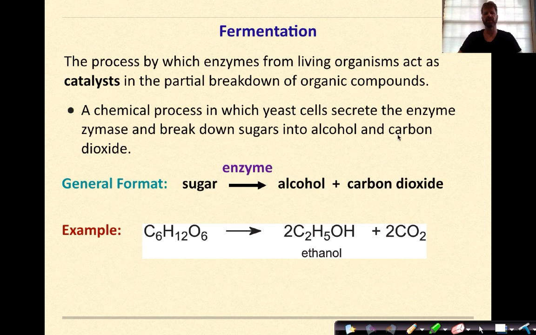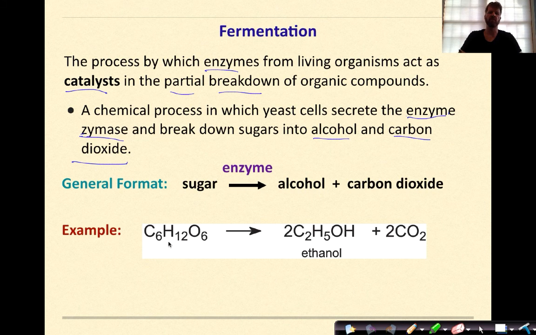Finally, let's examine fermentation, the process by which enzymes from living organisms act as catalysts in the partial breakdown of organic compounds. Alcoholic fermentation is a chemical process in which yeast cells secrete the enzyme zymase and break down sugars into alcohol and carbon dioxide. The general format for this type of fermentation involves sugar reacting with an enzyme to produce alcohol and carbon dioxide.